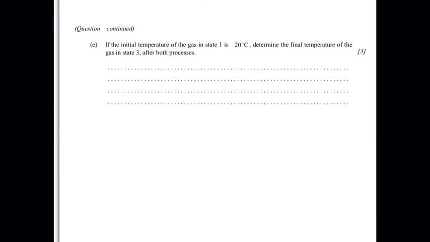Part E asks us to calculate the final temperature after both of those two processes. We know that the temperature started at 20 degrees, which is equal to 293 Kelvin, and that in process 1 the gas didn't change in temperature, so that stayed the same. After that, we increase the temperature in order to increase the pressure.